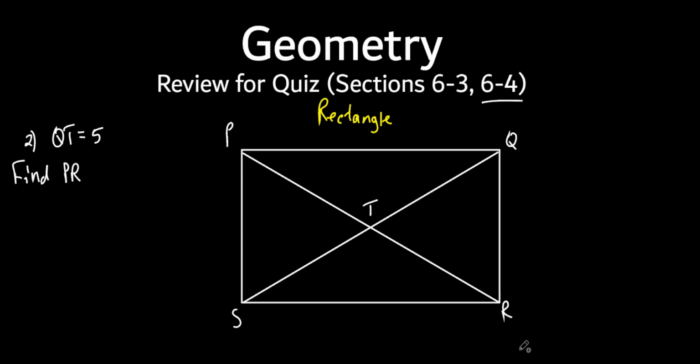That means that PR equals what? QS. Very good. Everybody see that? So this diagonal right here from that corner to this corner, PR, is equal to this diagonal from this corner to this corner, QS. Everybody got that? Make sure you understand that.